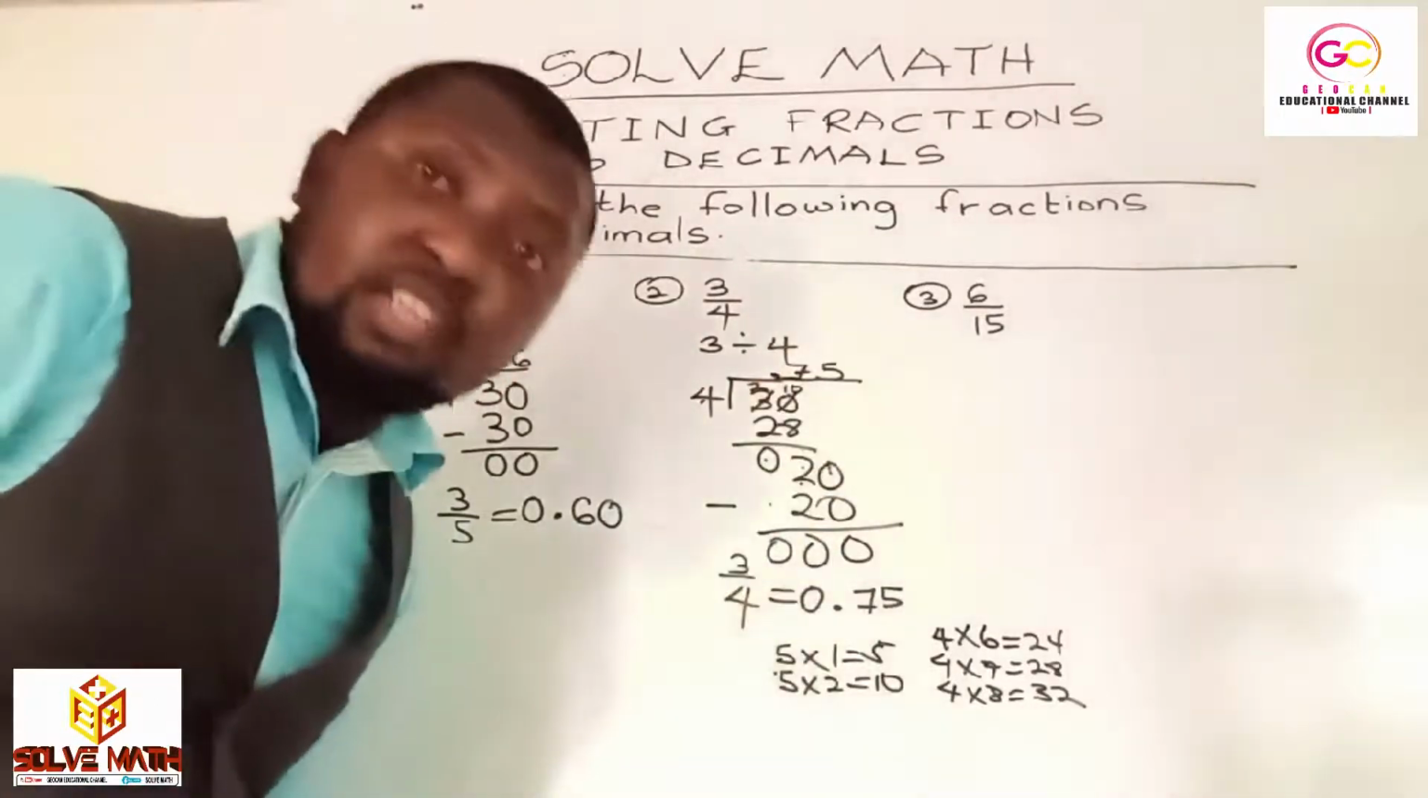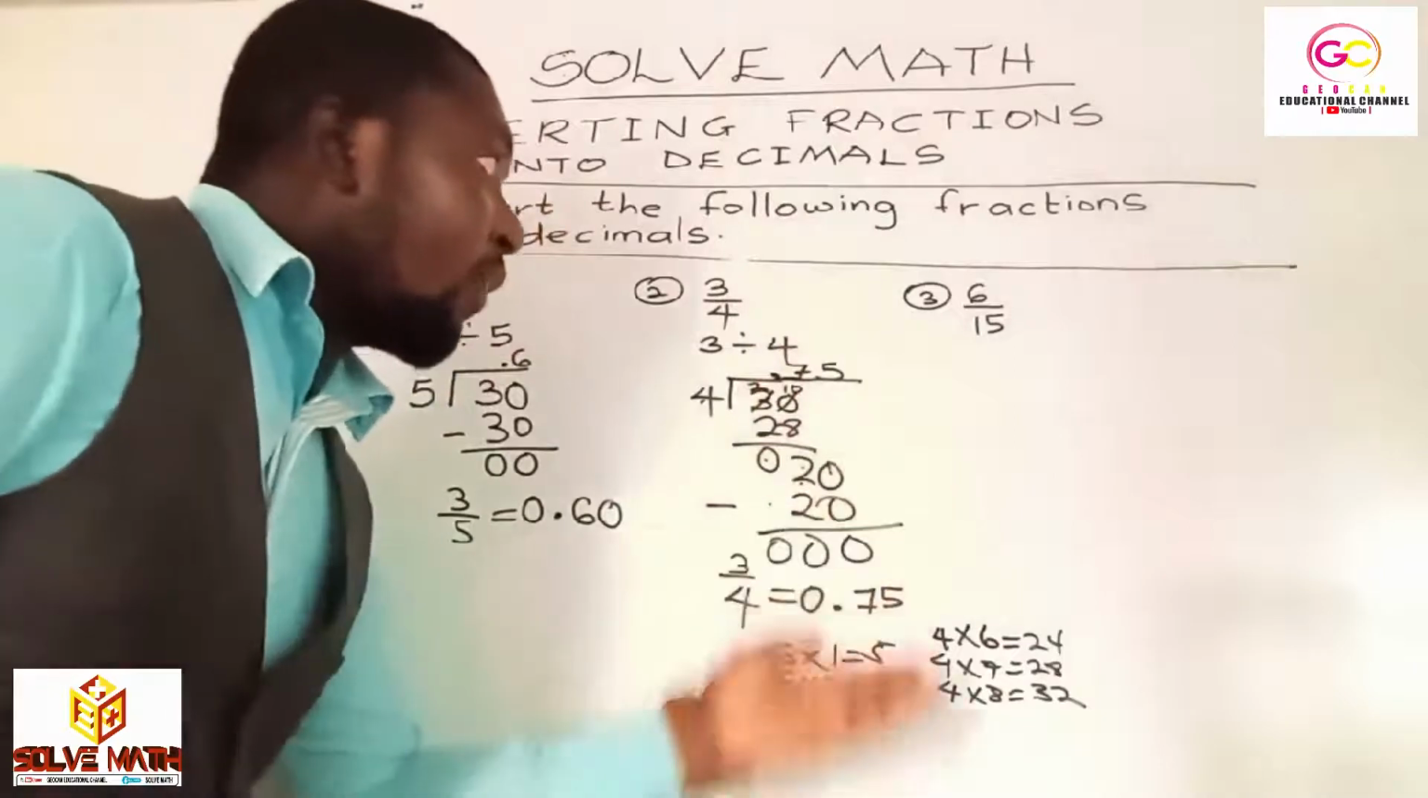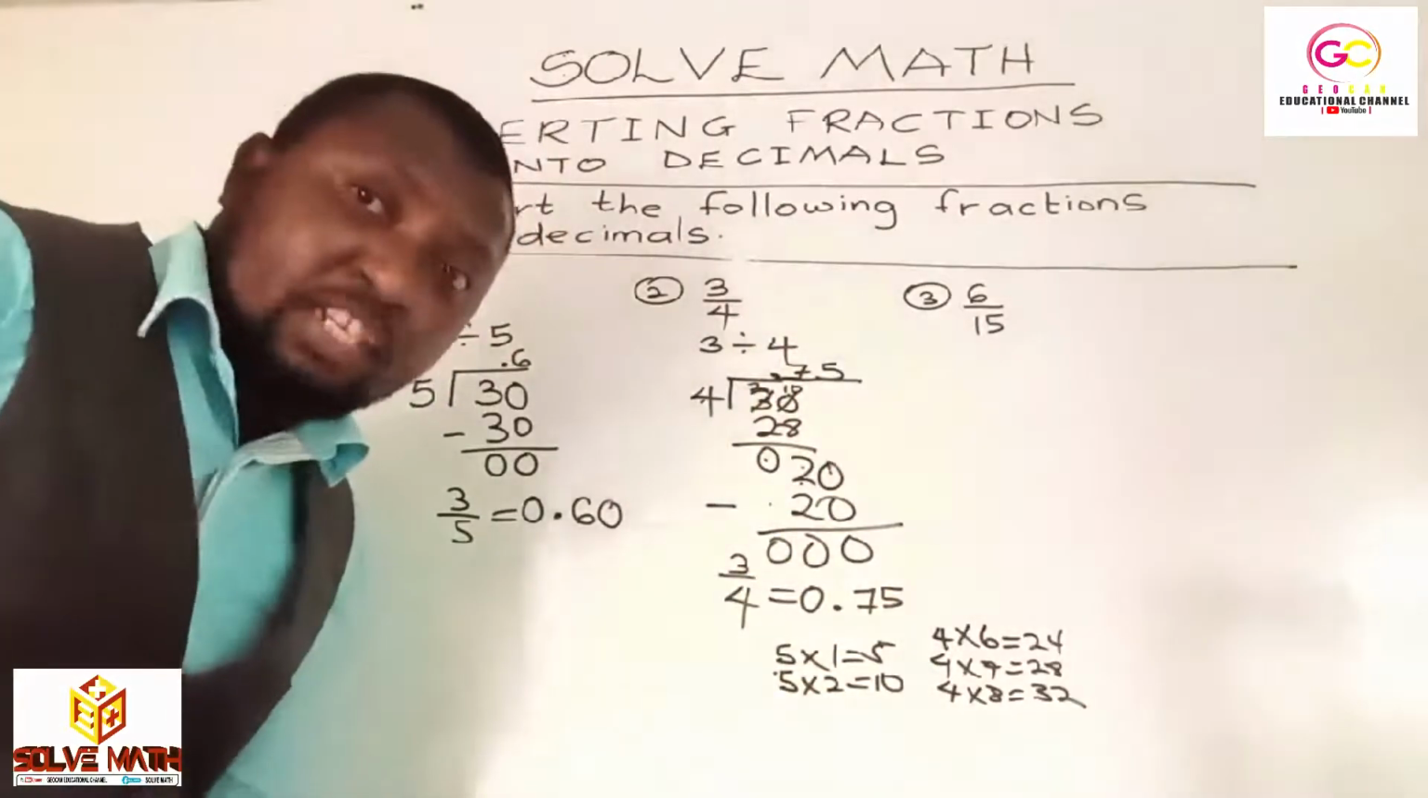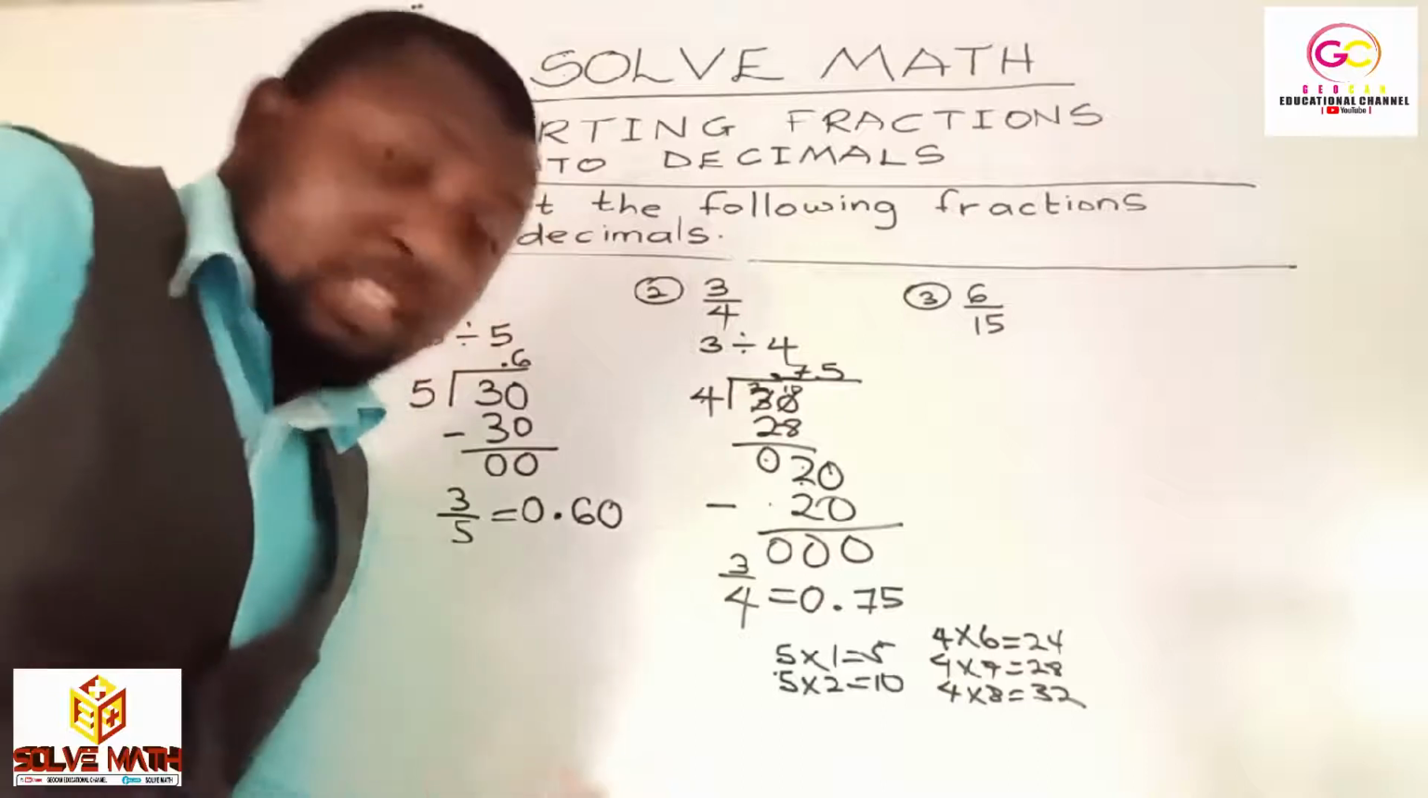Good. I will leave question 3 for you: 6 over 15. Do that for me and furnish me with the results via our various platforms.